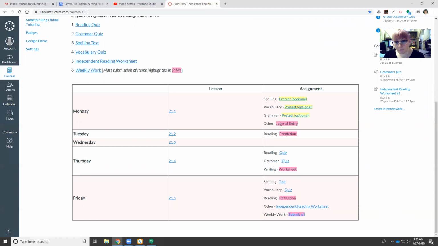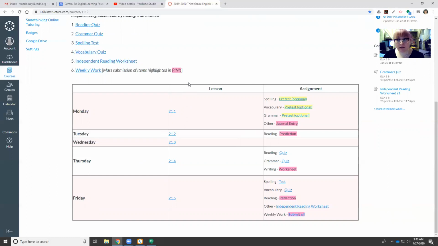And you will notice that there's only 4 weekly works this week. I cut back. So you have your journal entry, a prediction for reading, a worksheet for writing, and a reflection for reading, and then you submit them all at the end of the week. And why is it less? Well, there's still all that work, but I'm not collecting it. So this is a trust exercise.